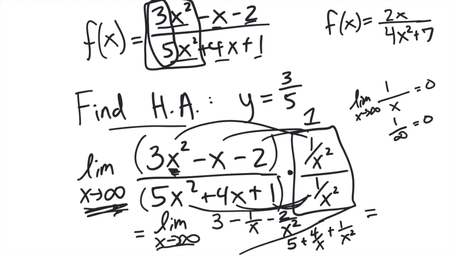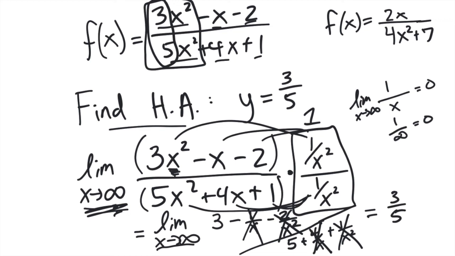So what happens to all of these small fractions? 1 over x, well, that's 0. 2 over x squared: if you ever have a constant divided by something that's getting infinitely large, that's 0. So 2 over x squared is 0. 4 over x is 0. 1 over x squared is 0. You get a bunch of zeros. Look at what you have left: 3 over 5. And maybe I should still carry that limit there.